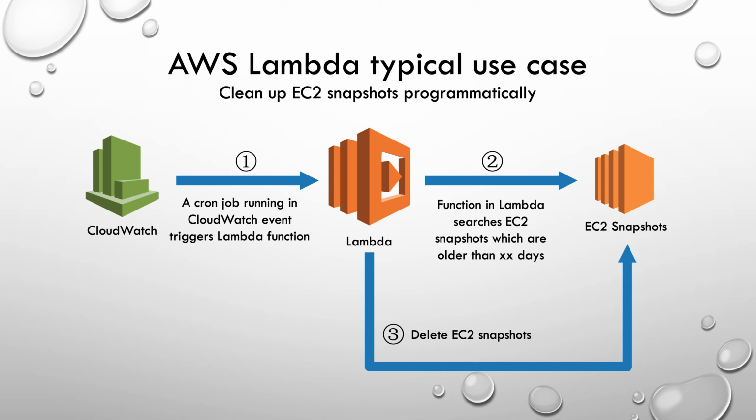First of all, you need to create a cron job in AWS CloudWatch so that it can trigger the Lambda function. Second, the Lambda function will search for EC2 snapshots whose creation time is older than the number of days you give. The last step is to delete all the snapshots you searched out. Okay, let's get started.